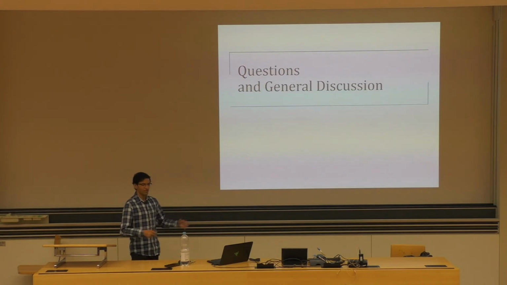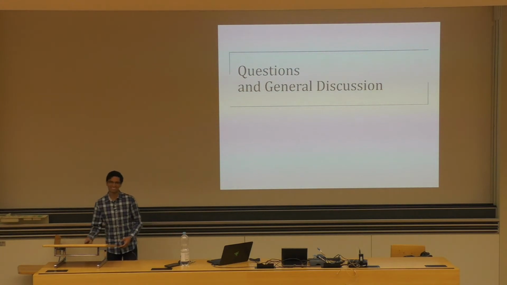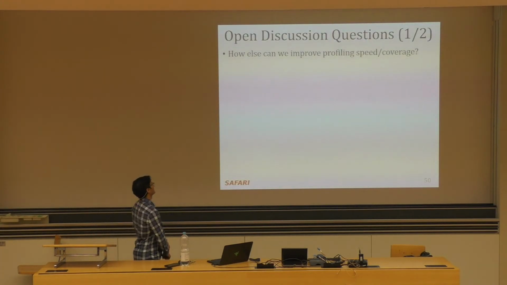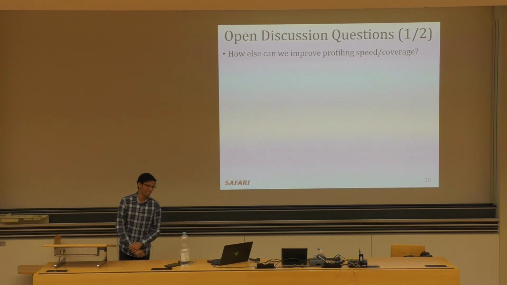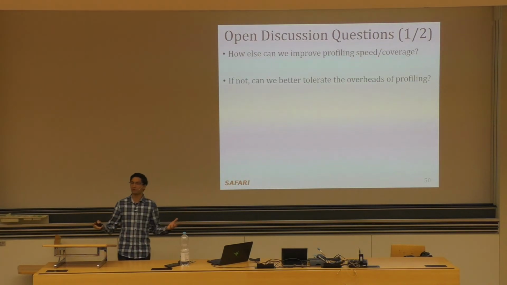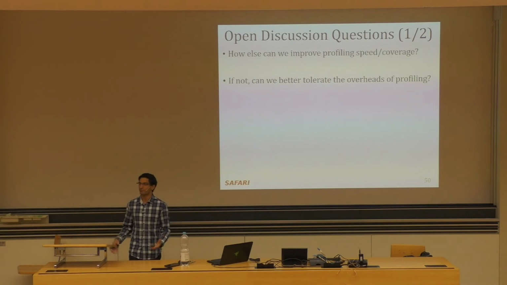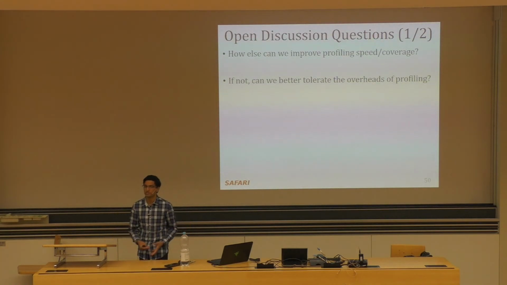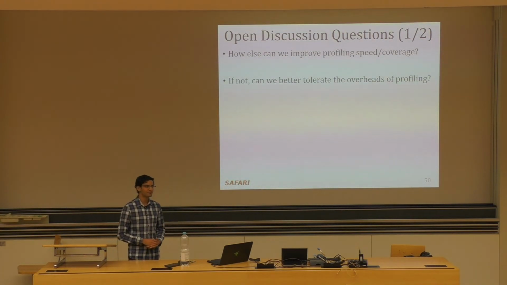Okay. So now the last part, I want to open up for some general questions and discussion. And so I have 2 slides worth of these. And so the first question I have is, how else can we potentially improve profiling speed and coverage? And if not, if there's no way we can think of to do this, how can we better tolerate the overheads of profiling, either as presented here or maybe something else that you might be able to come up with? Do any of you have any ideas to this effect?